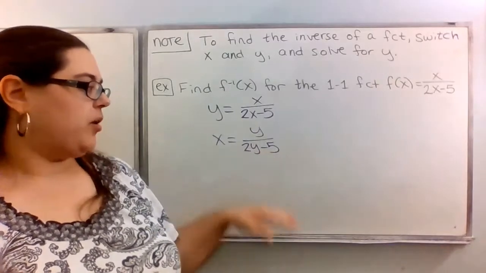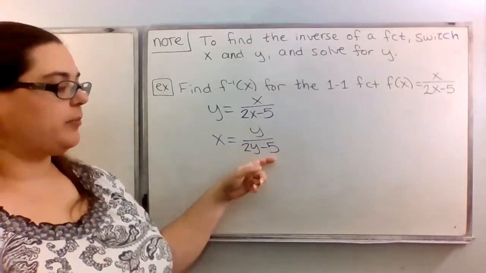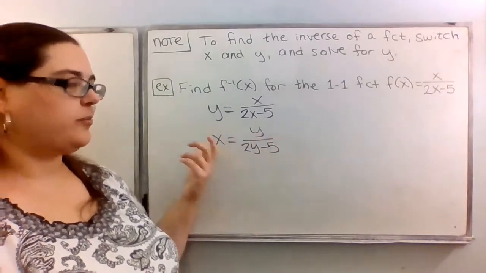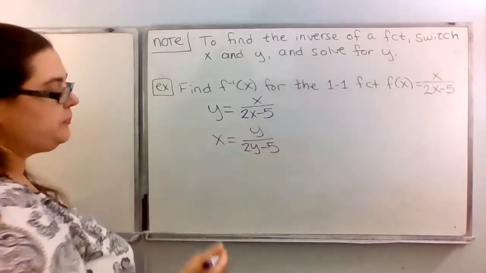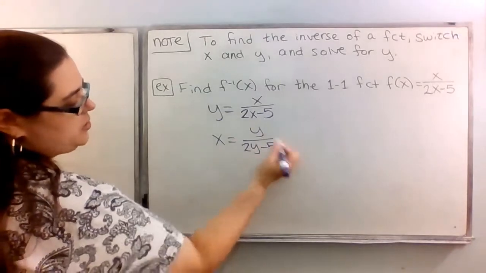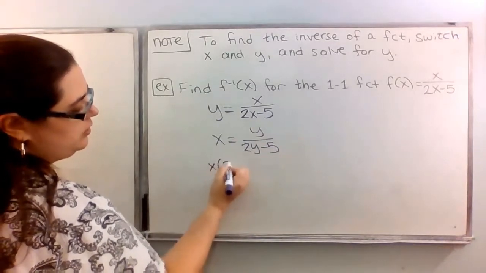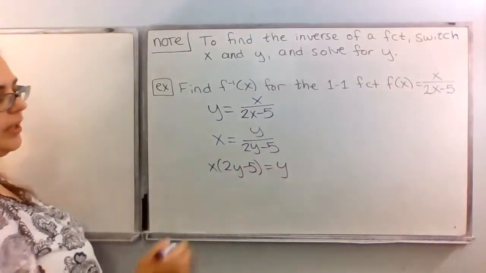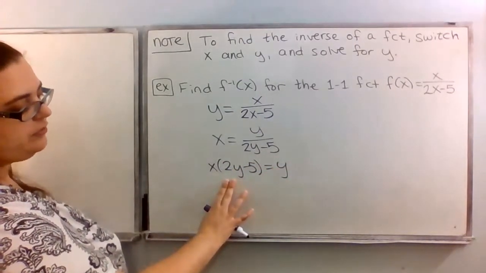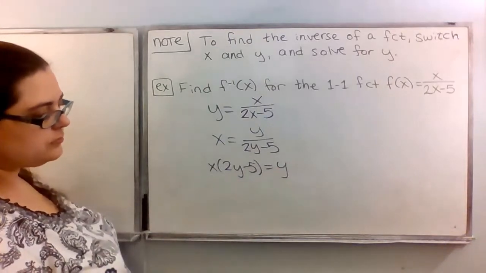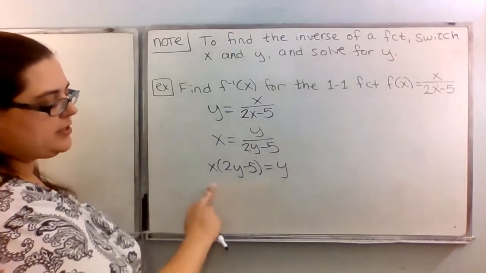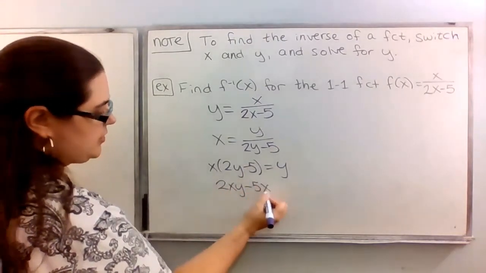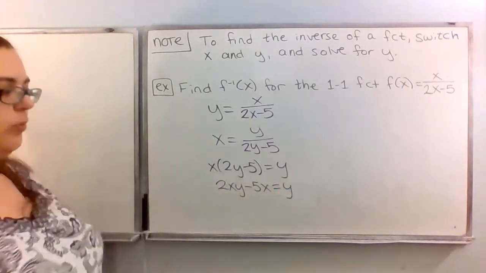So I'm going to start out by multiplying both sides by this denominator. That's going to get rid of it on the right-hand side. And it's going to make the left-hand side messier, but that's what we should do. So I'm going to multiply both sides by 2y minus 5. So I'm going to get x times the 2y minus 5 is equal to y. And then let's distribute x here. So I'm going to get 2xy minus 5x, and that's going to equal y.